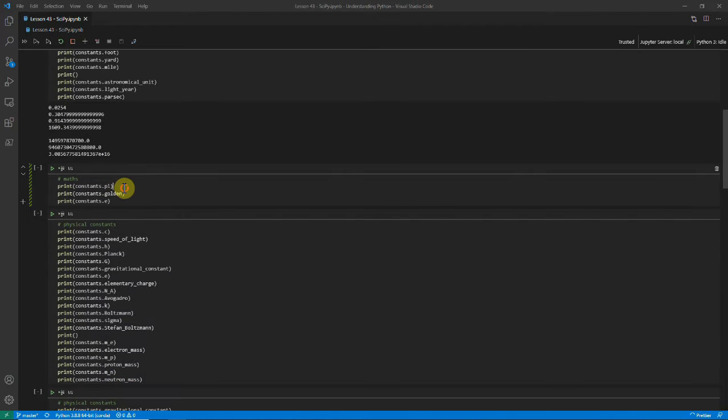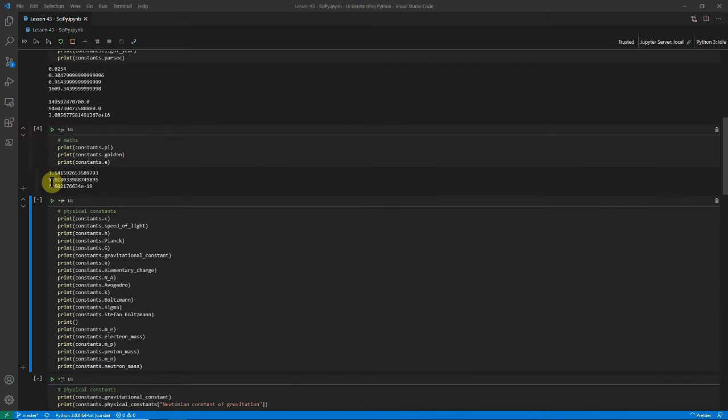They've also got some maths ones, so pi, the golden ratio, and e. And you actually notice that e isn't the e you expected. You can't actually get that through SciPy. This is e, the smallest value a float can store.